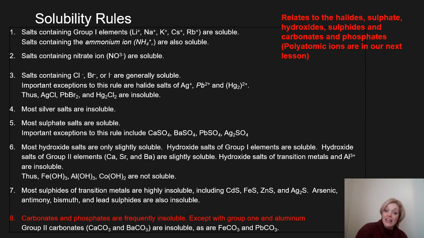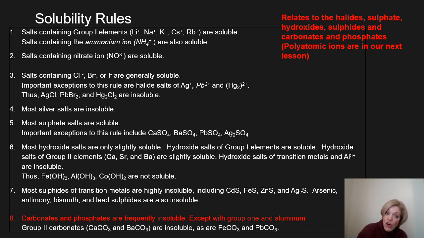Silver salts are insoluble, meaning they are going to be precipitates. Most sulfate salts are soluble. Okay. Important exceptions to the rule include calcium sulfate, barium sulfate, which are both within your metal group, lead sulfate and silver sulfate.